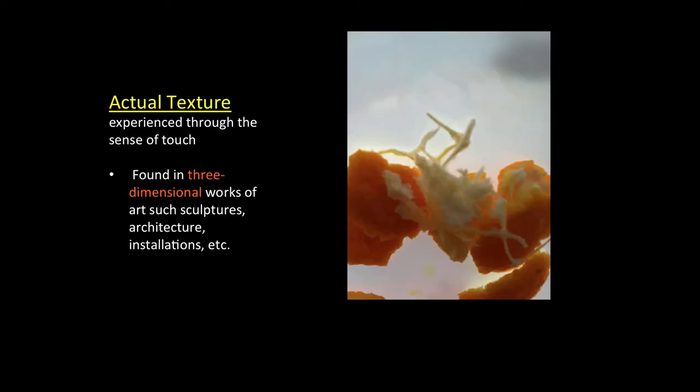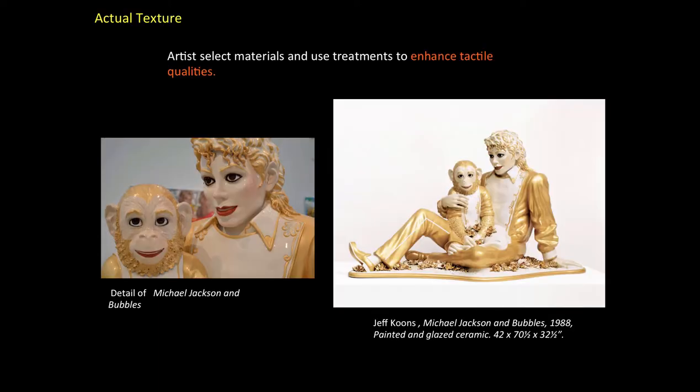Actual texture: three-dimensional objects, sculptures, architecture, installations, our whole entire world is made out of actual texture. Desk, furniture, shoes, clothing, everything has texture. We even talk about food having texture. In art, you will find actual texture only in three-dimensional works of art, just like in our lives.